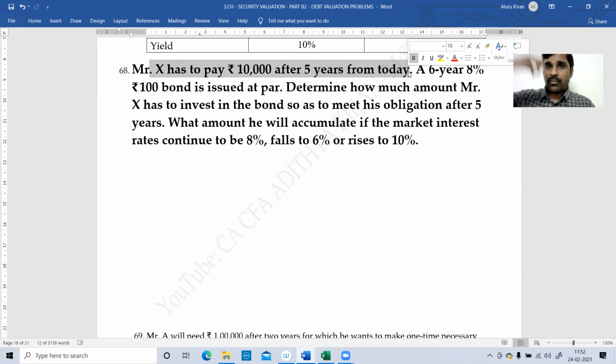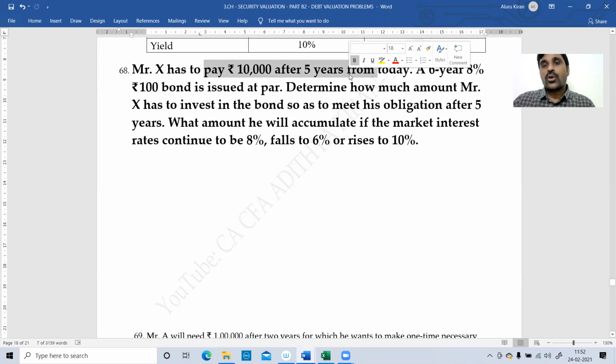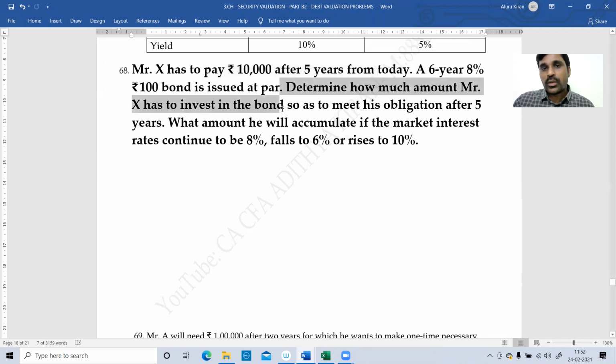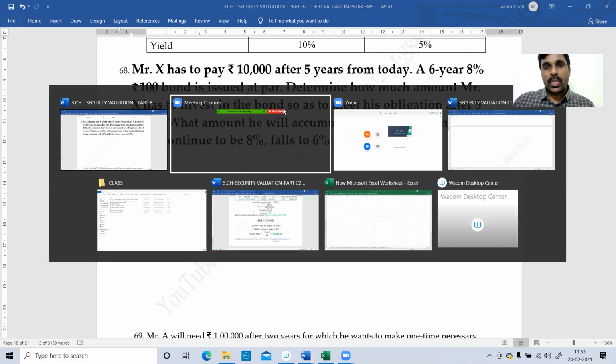So I have a commitment to repay 10,000 after 5 years, or I want to build a house after 5 years. So after 5 years, this much will be the cost. For that, how much should I invest now? In order to obtain 10,000 rupees after 5 years, how much amount is to be invested today? That is the question mark. Okay, what is the question mark?